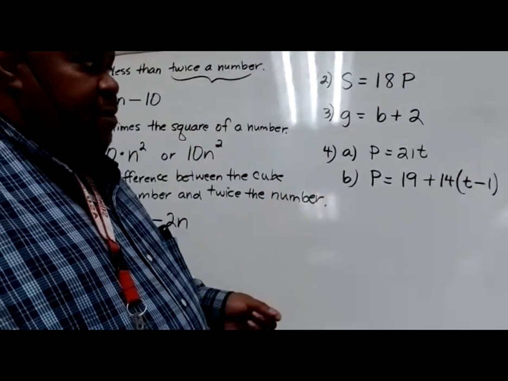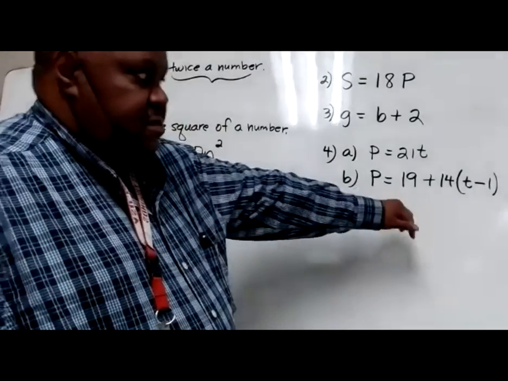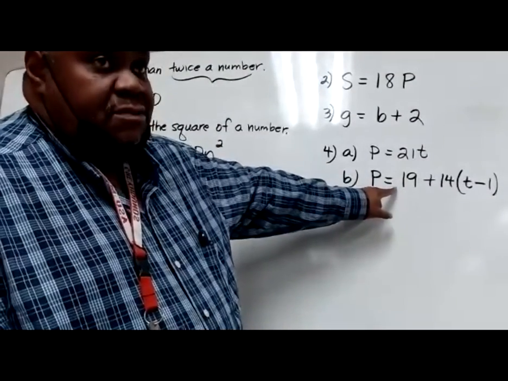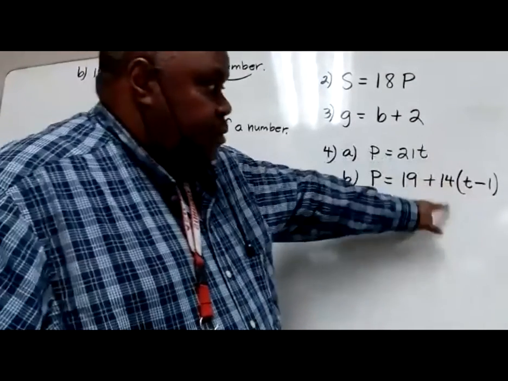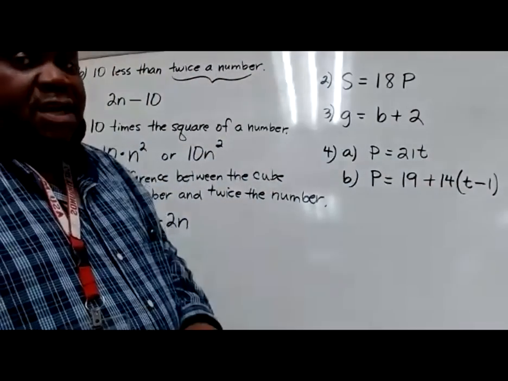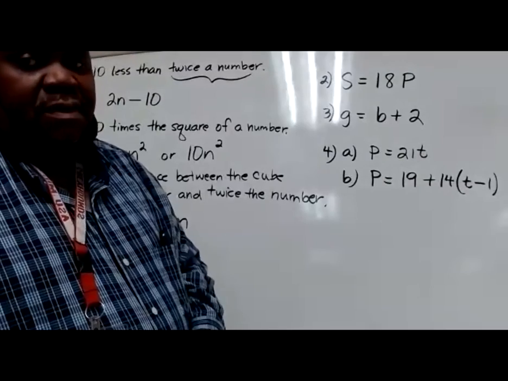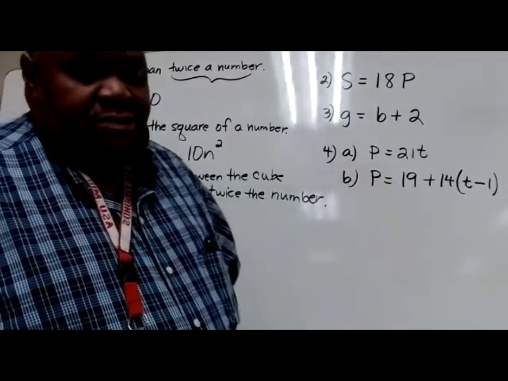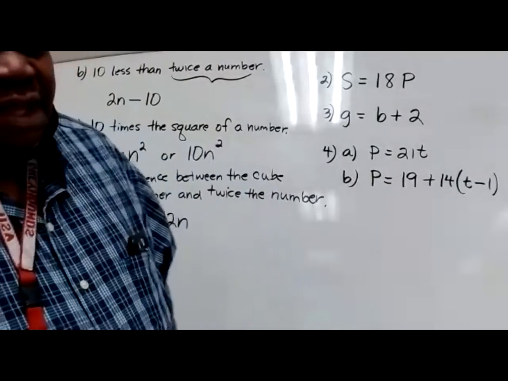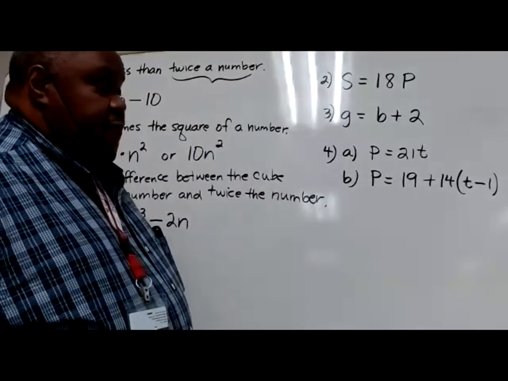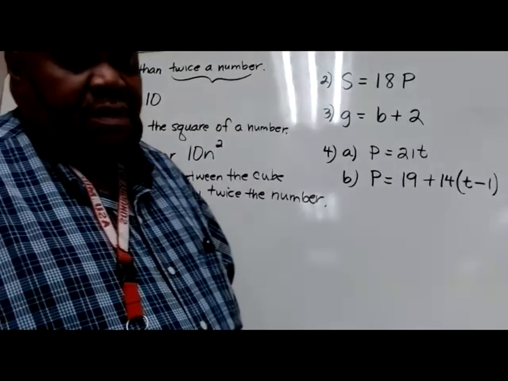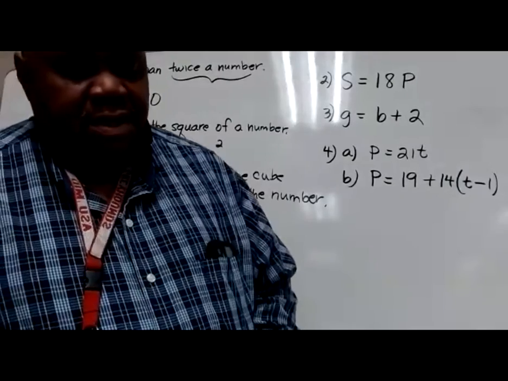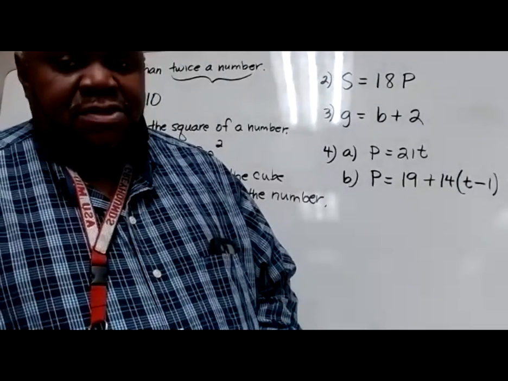Everyone see where I got the T minus 1 from, because that first hour, that person is paid $19. The remaining hours will be paid $14. So it's T minus 1 times the $14, and then we add $19 to it. So that would be the algebraic equation for that situation. Okay. Questions on that?